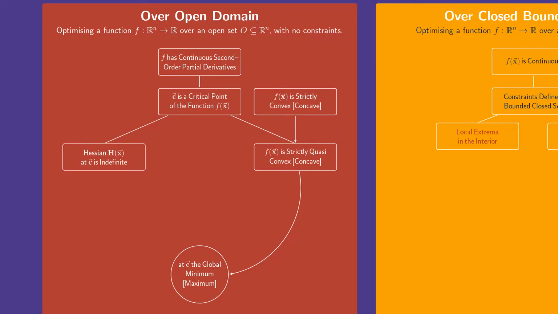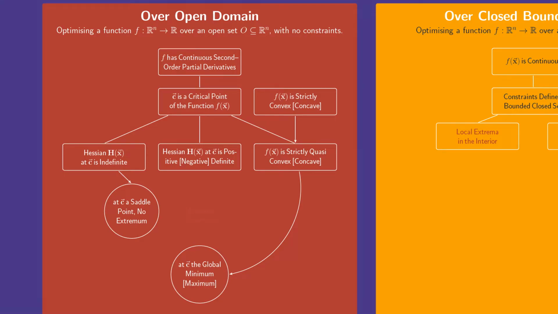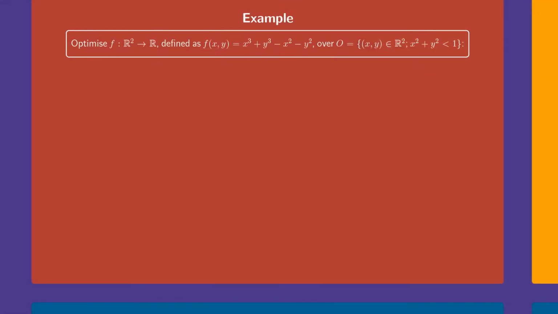If the Hessian at C is indefinite, there is no extremum but a saddle point at C. If the Hessian is positive definite or negative definite, we have evidence that at C there is a local minimum or a local maximum, respectively. In fact, at that point we can still have a global extremum, but we just do not know without further evidence. Let's employ this procedure on our example.